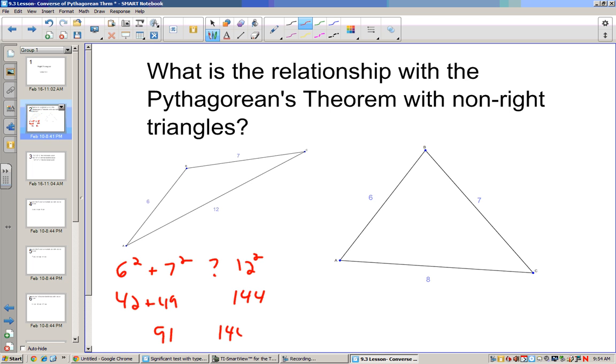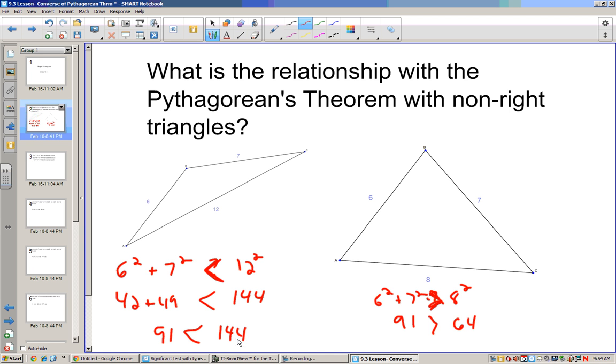How does 91 relate to 144? Hopefully you're saying it's less than. So in this case, those are all less than. In this other case, we have 6 squared plus 7 squared, and we don't know how it relates to 8 squared. 6 squared plus 7 squared, we found out on the previous problem, is 91. And here, we know 8 squared is 64. Now this is the opposite. This is greater than.